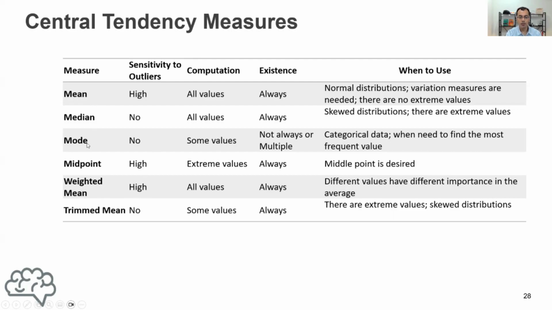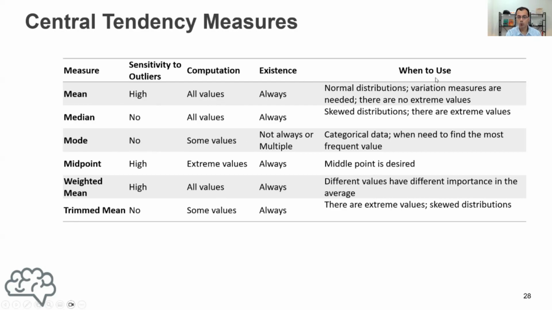The mean, the median, and the weighted mean use all values in the variable to be calculated, whilst the median basically orders the variable or the distribution and takes the middle value. The midpoint considers only the extreme values, and the trimmed mean discards the extreme values to calculate the mean. The mean always exists, the median as well, and the mode does not always exist, because if you don't have a value that is more frequent than the others, then you don't have a mode. This is exactly what happened with our previous example.